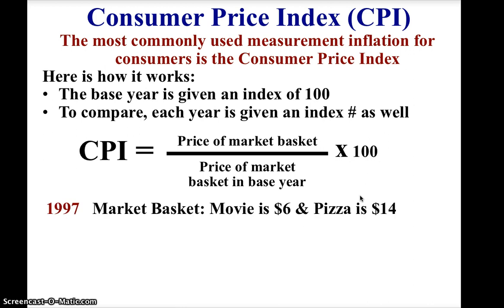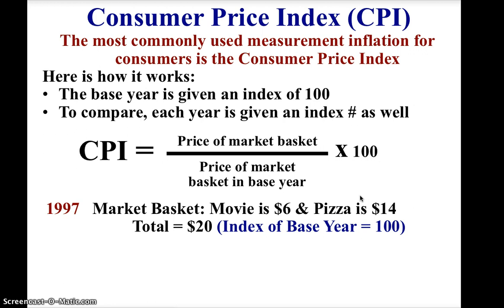So let's do an example. Let's say that in 1997 the market basket is, we're just going to really simplify it, we're going to have two things, movies and pizza. So a movie cost $6 and a pizza cost $14 in 1997. So the total is $20 and the index of the base year equals 100. Okay, so those were the prices in 1997, $20 for the CPI.